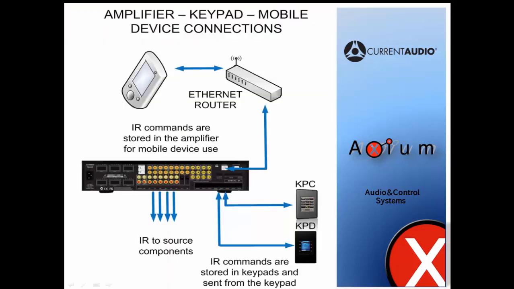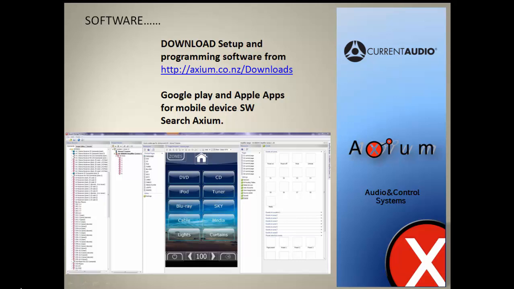Here's a typical setup using the KPC and KPD. In this configuration, we're using all of our IR outputs to our sources there. We have a Cat5 going to a wireless router where we're talking to an iPad or iPhone or Android device or tablet. We also have two KPC or KPD keypads connected in this configuration as well.